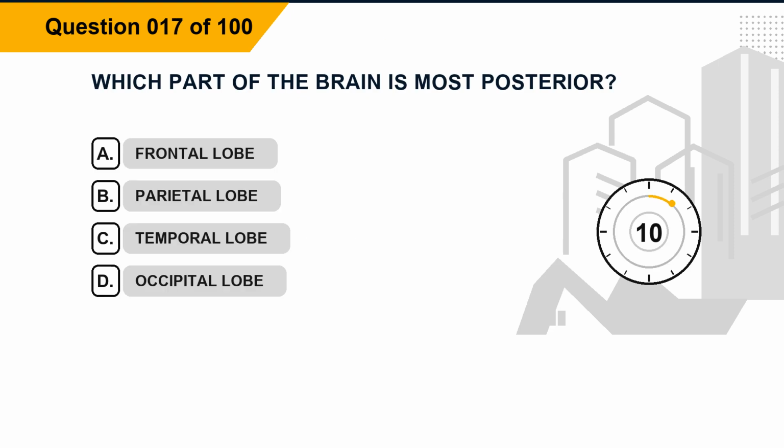Question 17. Which part of the brain is most posterior? Option A. Frontal lobe. Option B. Parietal lobe. Option C. Temporal lobe. Option D. Occipital lobe. The correct answer is option D.